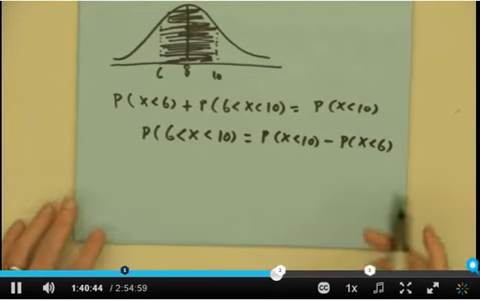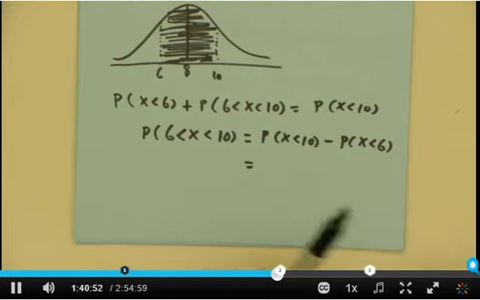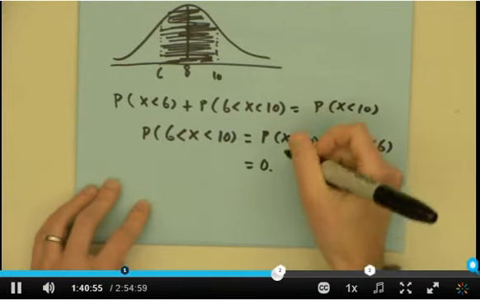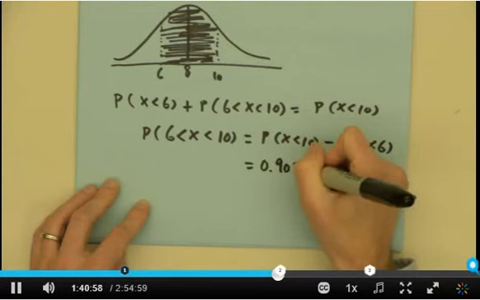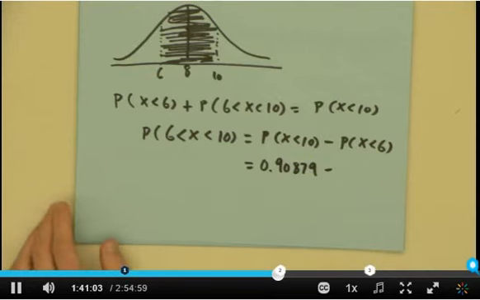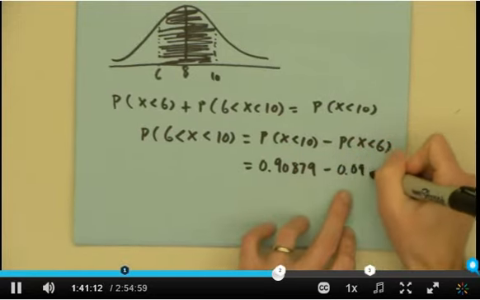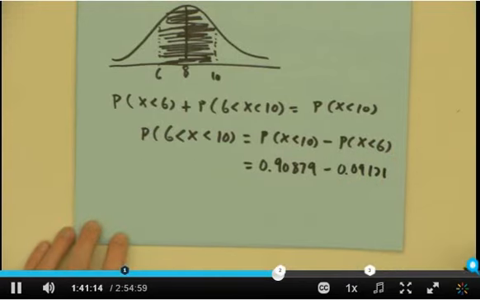So I can use the calculator to find those two values. The probability that x is less than 10 on my calculator is 0.90879. The probability that x is less than 6, less than 50%, is 0.09121. That's the same number we saw a moment ago. And when I subtract these two things, I'm going to get roughly 81%, maybe 82%. Right? Do that carefully to make sure I get the right answer.